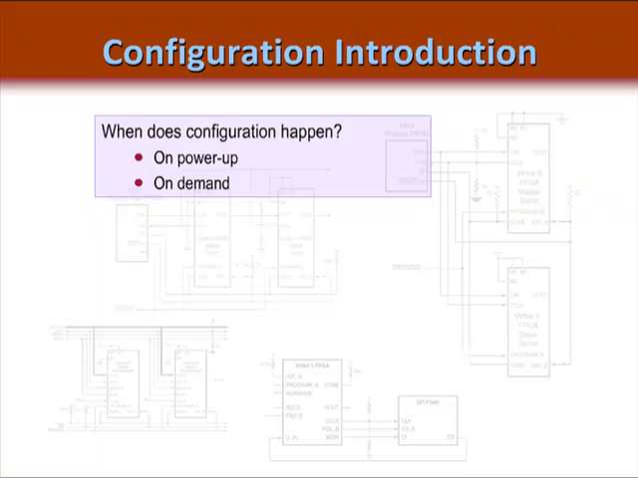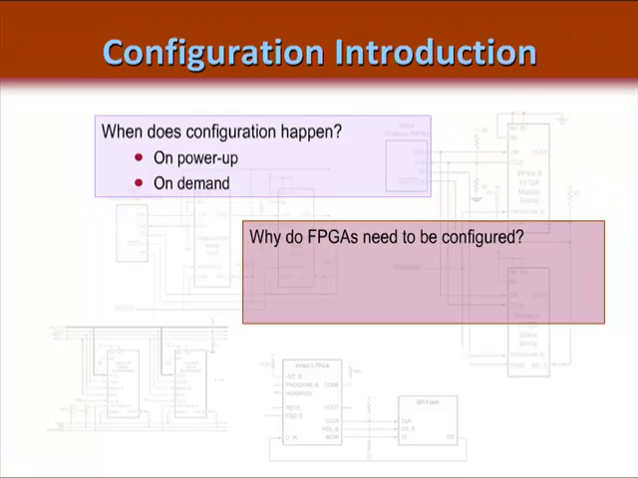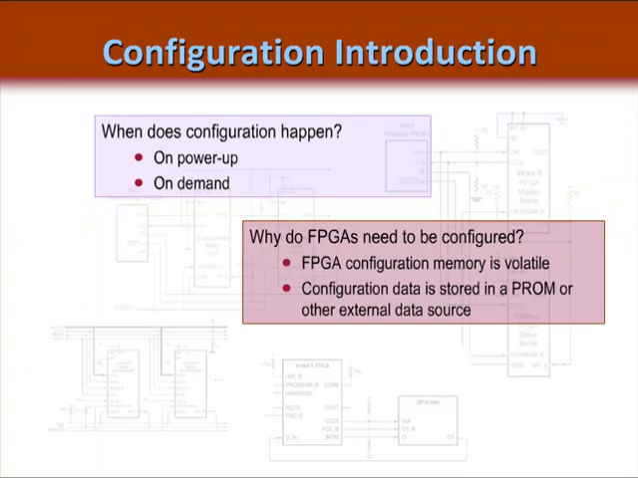Configuration must occur on power-up, but can also occur on demand. This is done by toggling the FPGA's programming pin. FPGAs must be configured because their SRAM cells are volatile. The user will have to plan on storing their configuration data, commonly called a bit stream, in a PROM, an SDRAM, or some other external data source. This, of course, will cause some additional cost to your final system.